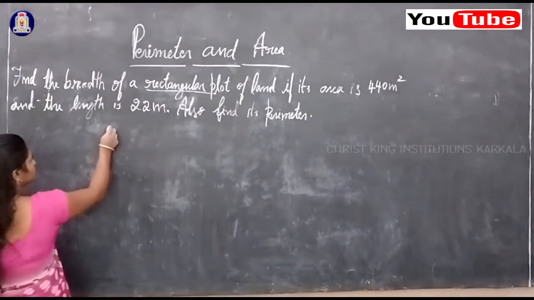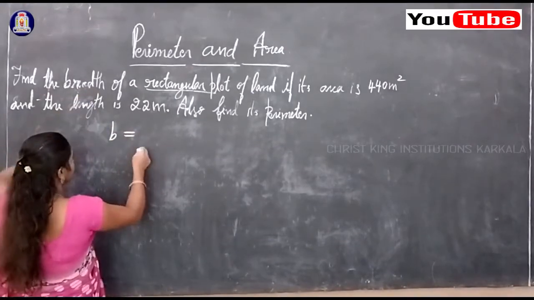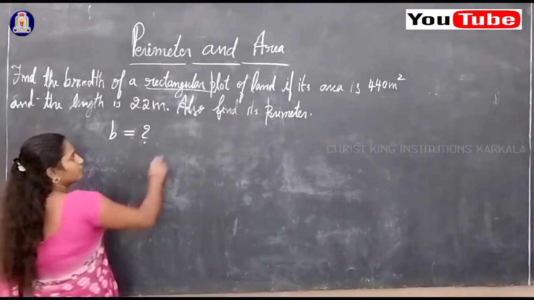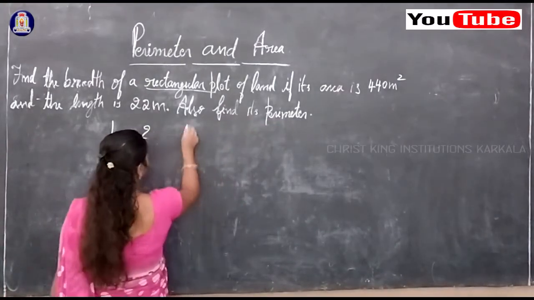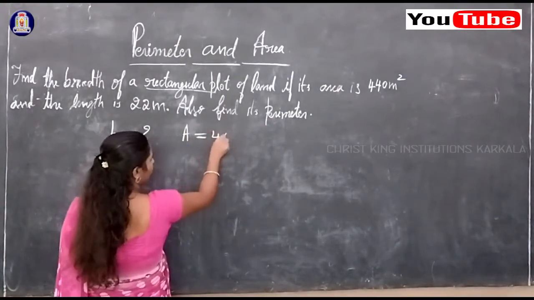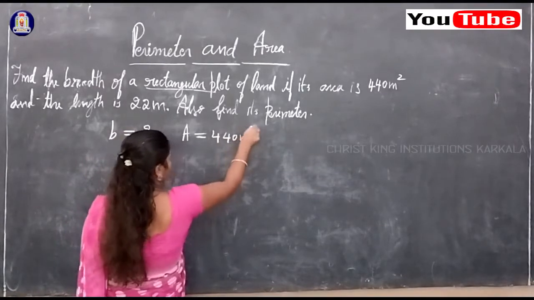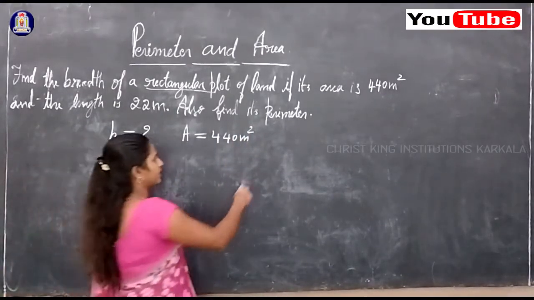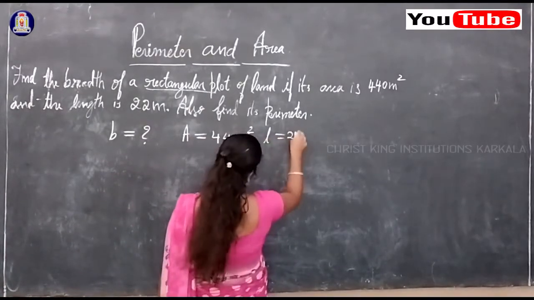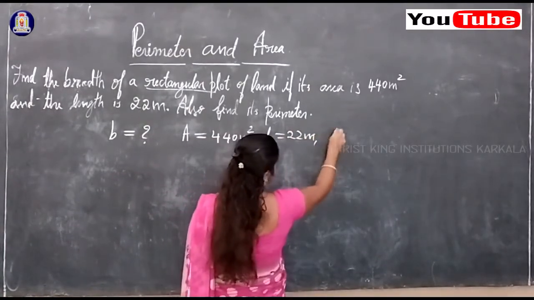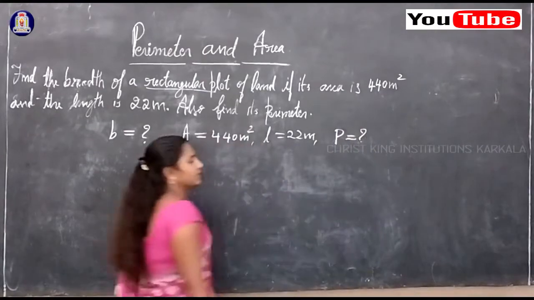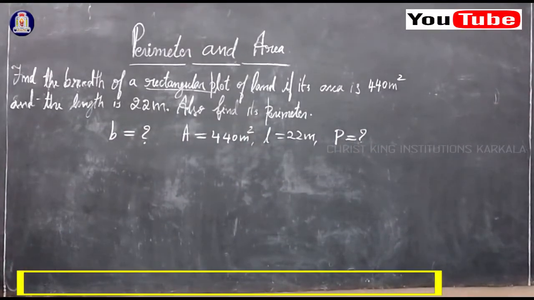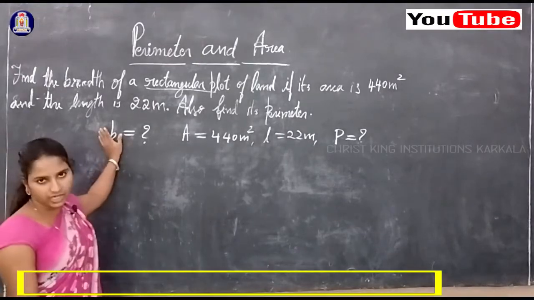Understood? So in this, breadth is given, B is the question mark, of the rectangular plot of land. So area is given, 440 meters square. Clear? Area is given and length is given. Length is equal to 22 meter. And one more thing you have to find, what is the perimeter of the rectangular plot. Okay. So now first we will find breadth of the rectangular plot.